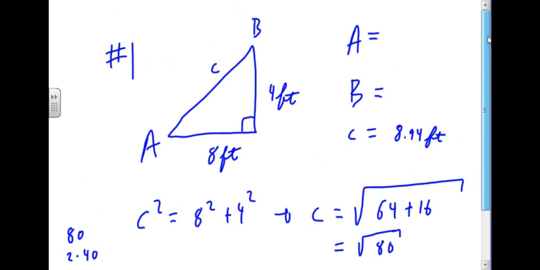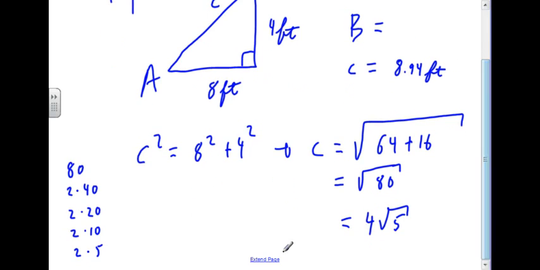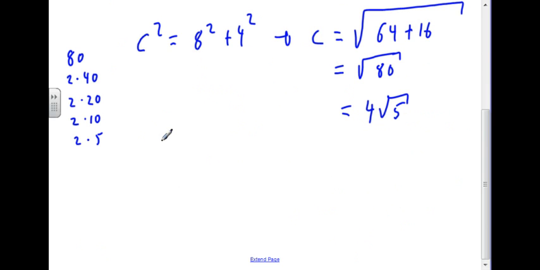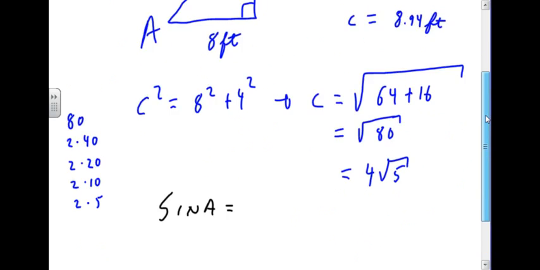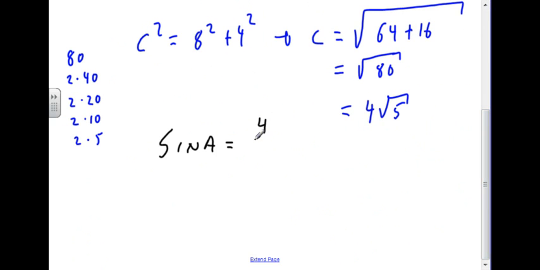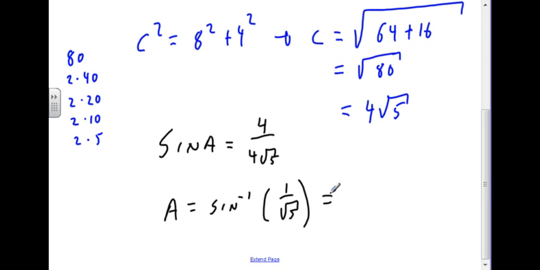All right. Now we have to come up with what A and B are. The sine of A is the opposite, 4, divided by the hypotenuse, 4 square root of 5. So A has to be the arc sine of 1 over the square root of 5. Arc sine button, 1 divided by square root of 5, close parentheses, and we get 26.6 degrees.